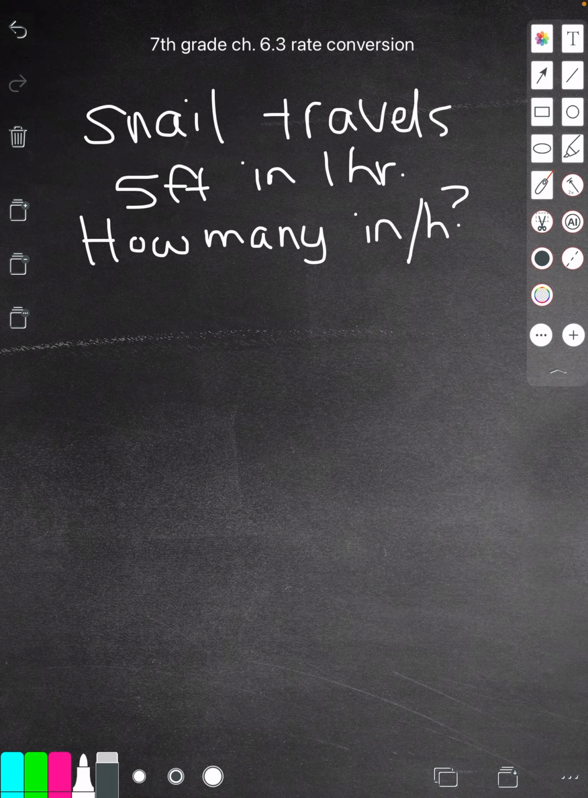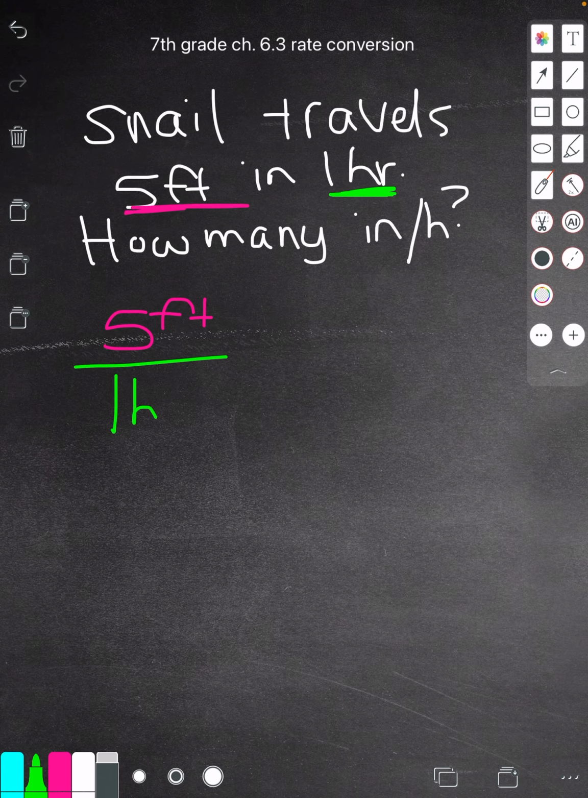The first thing that I want to do when we are doing rate conversions is we actually have to set up the 2 units that were given, or measurements that were given, as some sort of rate. So, knowing this, let's look and see what we have. We know the distance that he travels is 5 feet, and we know the time in which he travels it is 1 hour. So let's set that up. 5 feet over 1 hour. So in 1 hour, our snail is able to travel 5 feet.